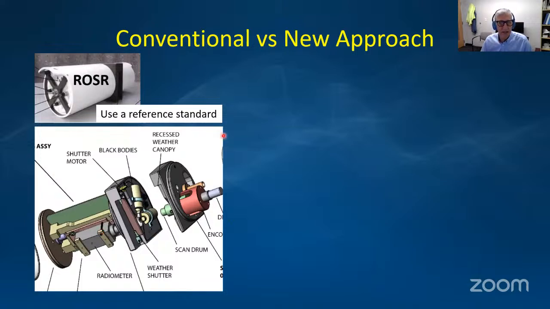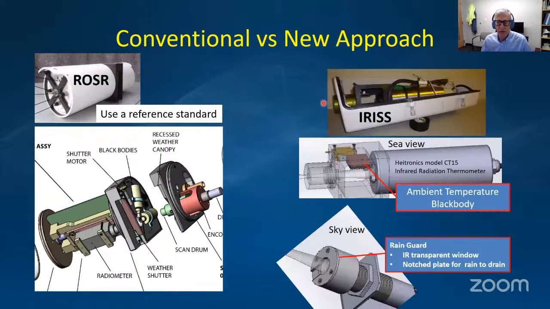So I wanted to contrast the difference between these approaches. The Rosr is an example of a conventional approach, which I'm using as a reference standard for my instrument development. It has a radiometer and a scan drum here with a mirror in it that looks at these 2 internal black bodies and then out at the ocean and the sky. My approach, which is for a sensor I call IRIS, is to use a similar radiometer, but with a simple baffle block on the front here with a flat plate black body that periodically rotates down in front to do a 1-point calibration. And then we have a separate radiometer for the sky measurement that has a rain guard to protect from rain.